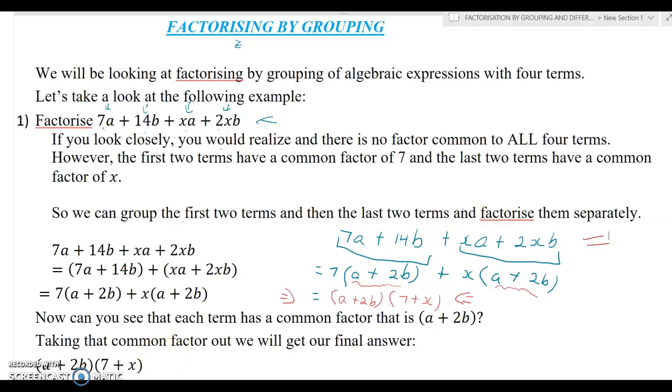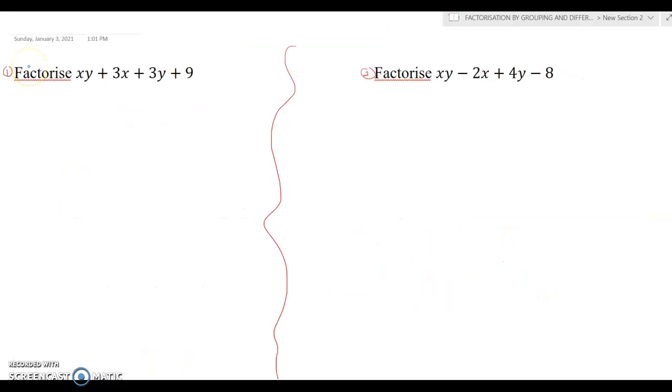So let's look at another question. Now we're looking at this question here: factorize xy plus 3x plus 3y plus 9. So I'm just going to rewrite that down here: xy plus 3x plus 3y plus 9. And as I said, factorizing by grouping, we have four terms, 1, 2, 3, 4. We're going to pair them off, right? So we're going to pair these first two and then the other two, right?